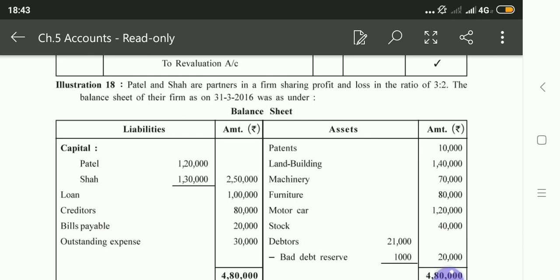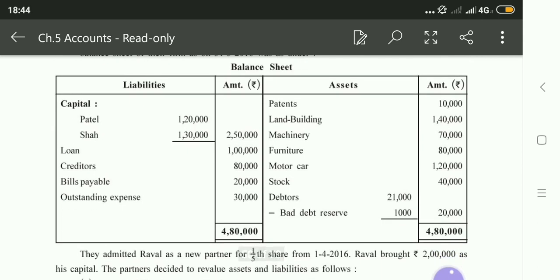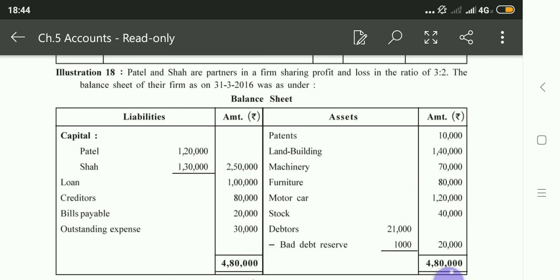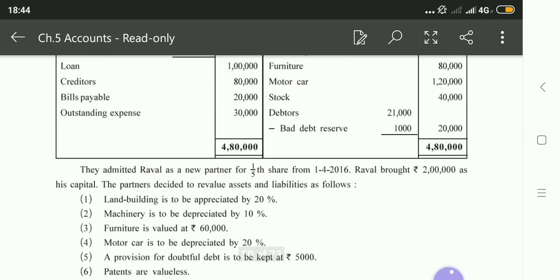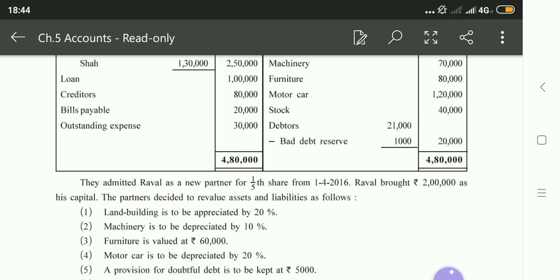Patel and Shah are partners in a firm sharing profit and loss in the ratio of 3:2. This is the old ratio of partners. The balance sheet of their firm as on 31st March 2016 was as under. This is the position of the assets and liabilities of the firm of Patel and Shah. Further, you can see the new partner, that is Raval, who is admitted, is given 1/5 share of profit, and the partner brings rupees 2 lakh as his capital.